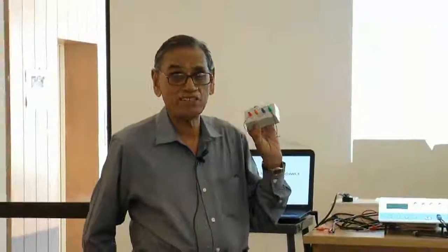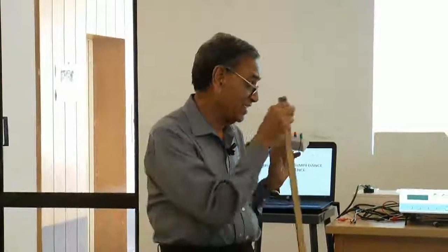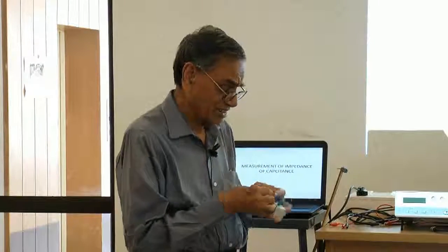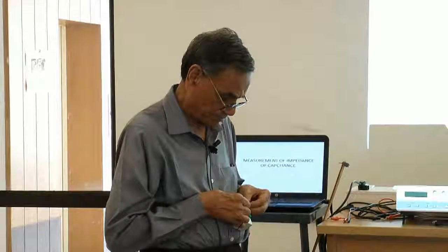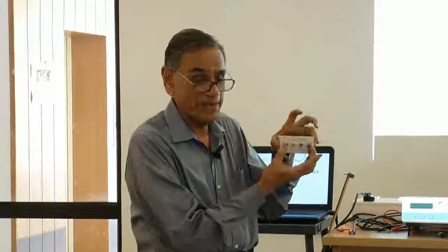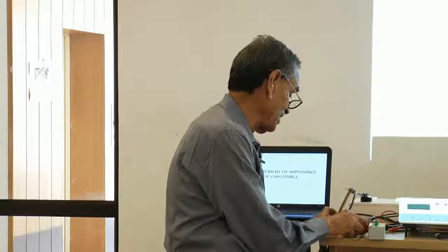In the same box, we will measure how the impedance across a capacitance varies with frequency. For this, I short the coil. So I short the terminals B and D. B and D are shorted, and I connect the signal generator between A and C. So the signal generator is now connected between A and C.